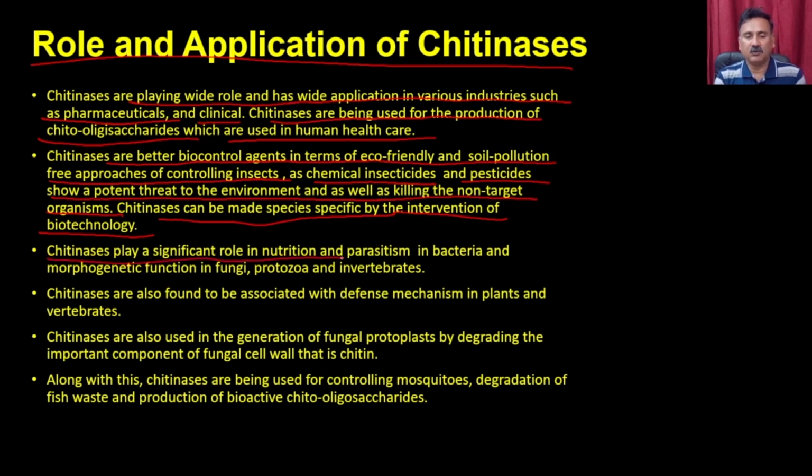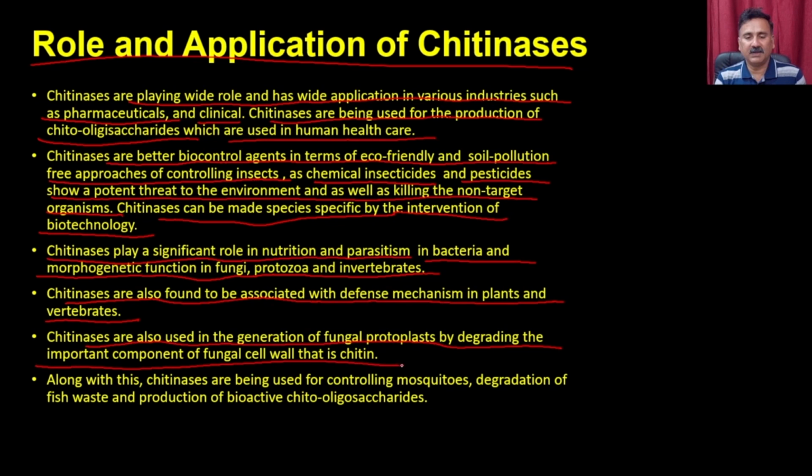Chitinases play a significant role in nutrition and parasitism in bacteria and morphogenetic function in the fungi, protozoa, and invertebrates. Chitinases are also found to be associated with defense mechanisms in the plants and vertebrates. Chitinases are also used in the generation of fungal protoplast by degrading the important component of the fungal cell wall, that is the chitin. Along with this, chitinases are being used for controlling the mosquitoes, degradation of fish waste, and the production of bioactive chitooligosaccharides.